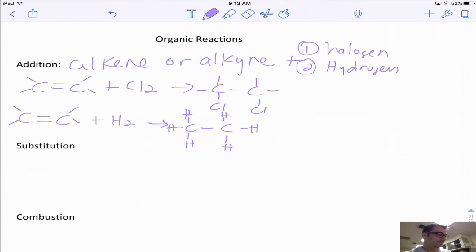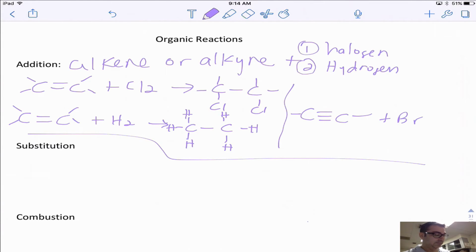Like this. Now if I had a triple bond, you can try this one. What if I had ethyne and I add, let's say, bromine to this? So add as many bromines as you need. Let's see what products you come up with to add that as an addition reaction.